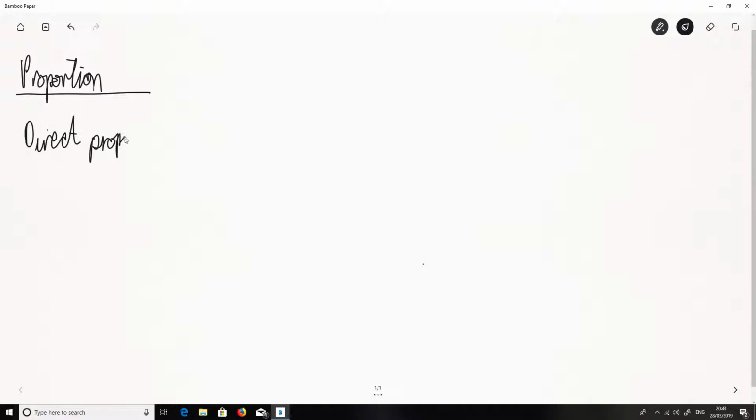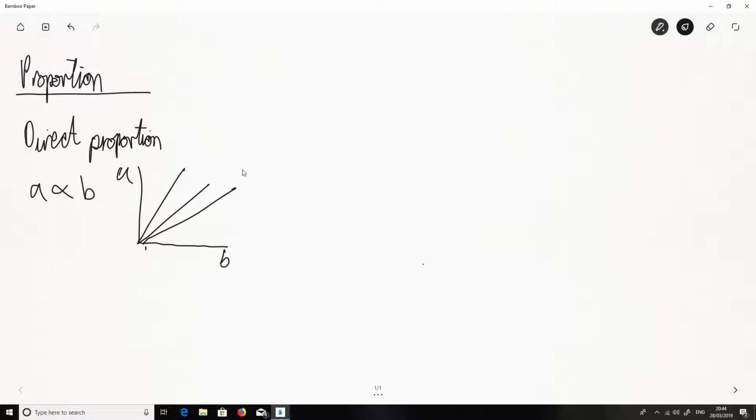Now, if two values are directly proportional to each other, we write it like this. So if A is directly proportional to B, then this means that for an increase in B, there will also be an increase in A. So if you had a graph of A against B, it can be anything linear in B, a linear increase in B. So it can be this shape, this shape, this shape. It can be anything as long as it involves a linear increase in B.